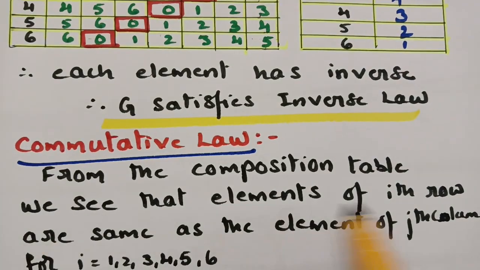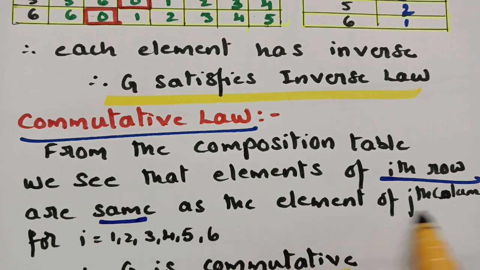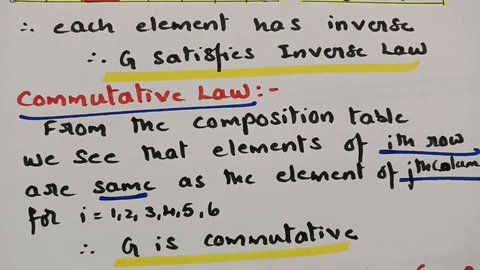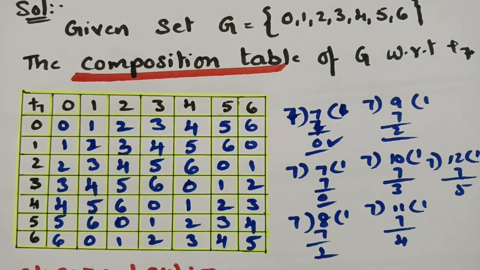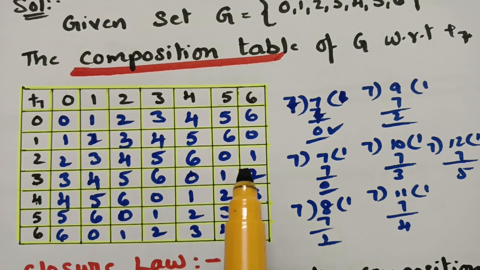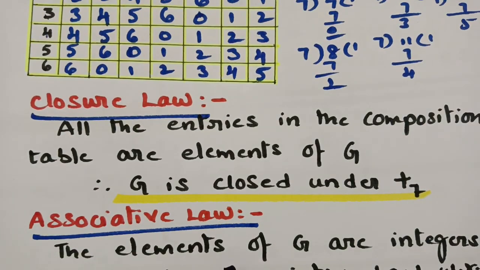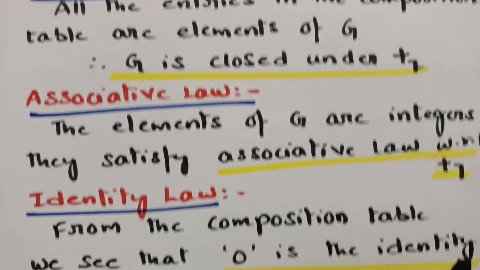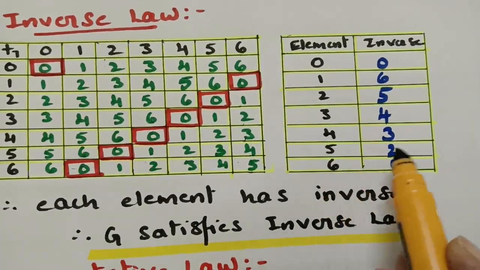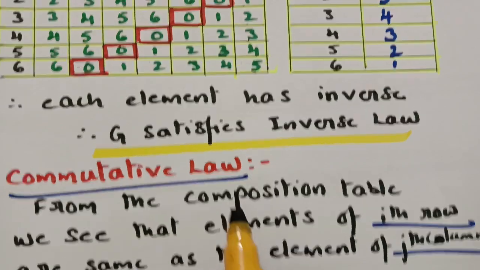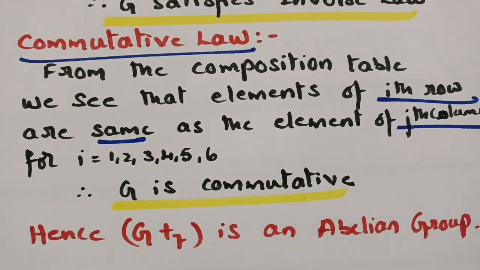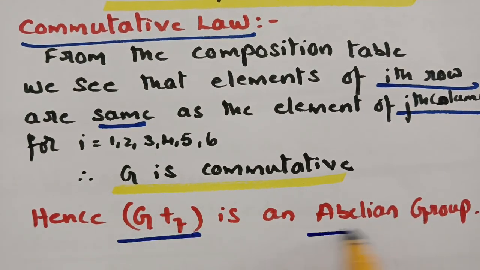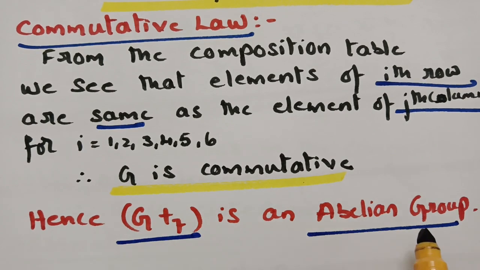From the composition table, we see that the ith row is the same as the jth column, where i is equal to 1 to 7, and therefore G is commutative. From the composition table, all the entries in the table are elements of G, therefore it is closed. Associative: all the elements are integers, so it satisfies the associative law. As you know, for addition, 0 will be the identity element. From the composition table, each and every element has an inverse element, and for the commutative law, every row equals every column. Clearly, G with addition modulo 7 is an abelian group.